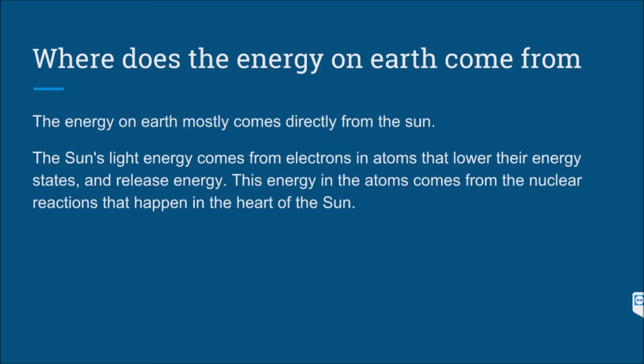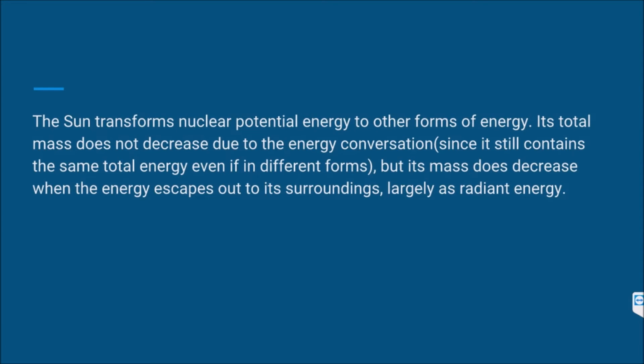So where does the energy on Earth come from? The energy on Earth mostly comes directly from the sun. The sun's light energy comes from electrons in atoms that lower their energy states and release energy. This energy in the atoms comes from the nuclear reactions that happen in the heart of the sun. The sun transforms nuclear potential energy to other forms of energy.